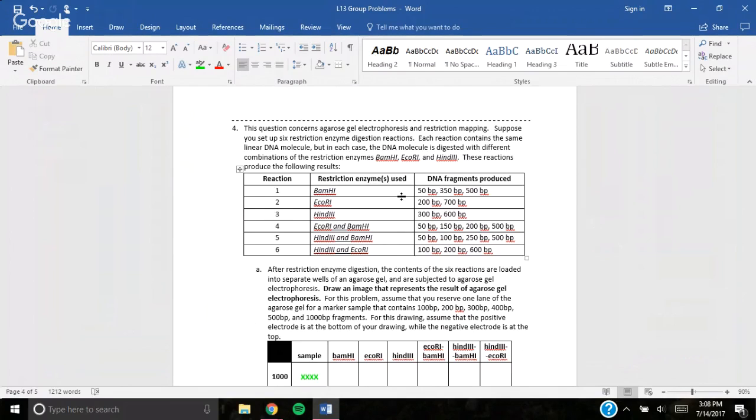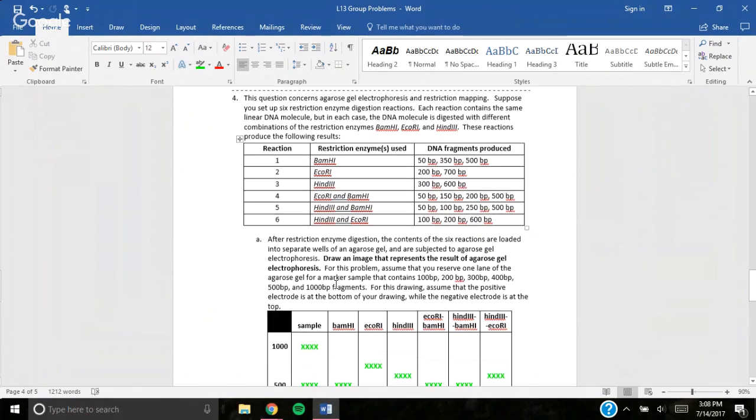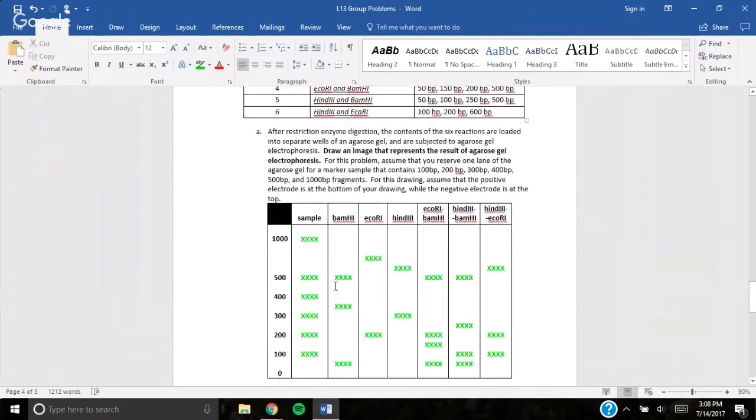So the first question: after restriction enzyme digestions, the contents of the 6 reactions are loaded into separate wells of an agarose gel and are subjected to agarose gel electrophoresis. Draw an image that represents the result. For this problem, assume you receive 1 lane of the agarose gel from a marker sample that contains 100, 200, 300, 400, 500, and 1,000 base pair fragments. For the drawing, assume that the positive electrode is at the bottom of your drawing while the negative electrode is at the top. So in the far left column, we have our base pairs.